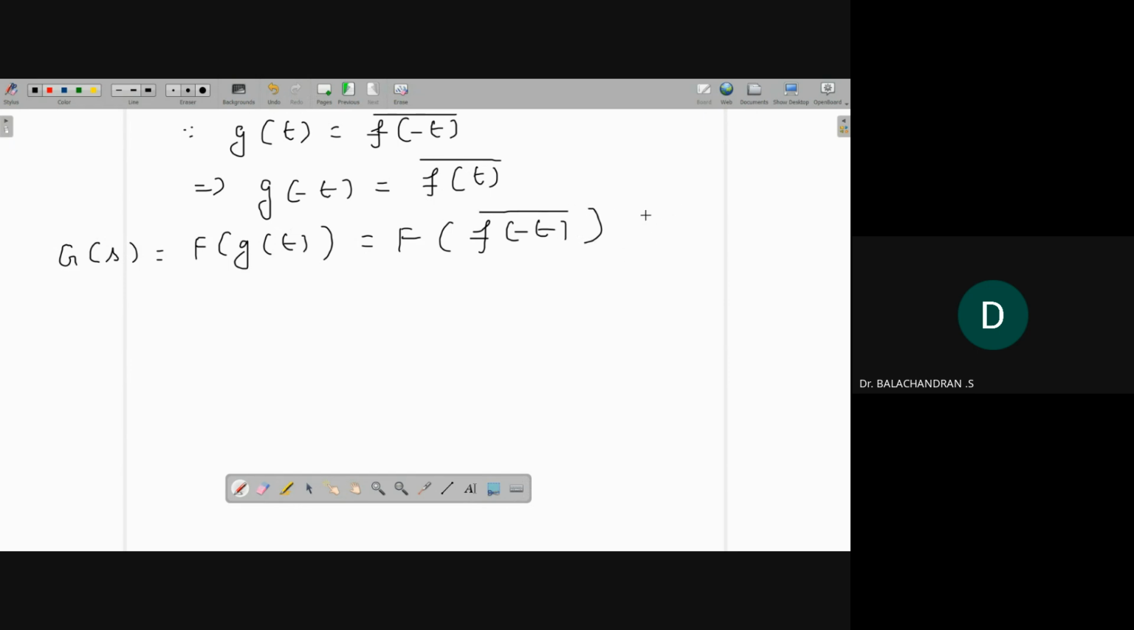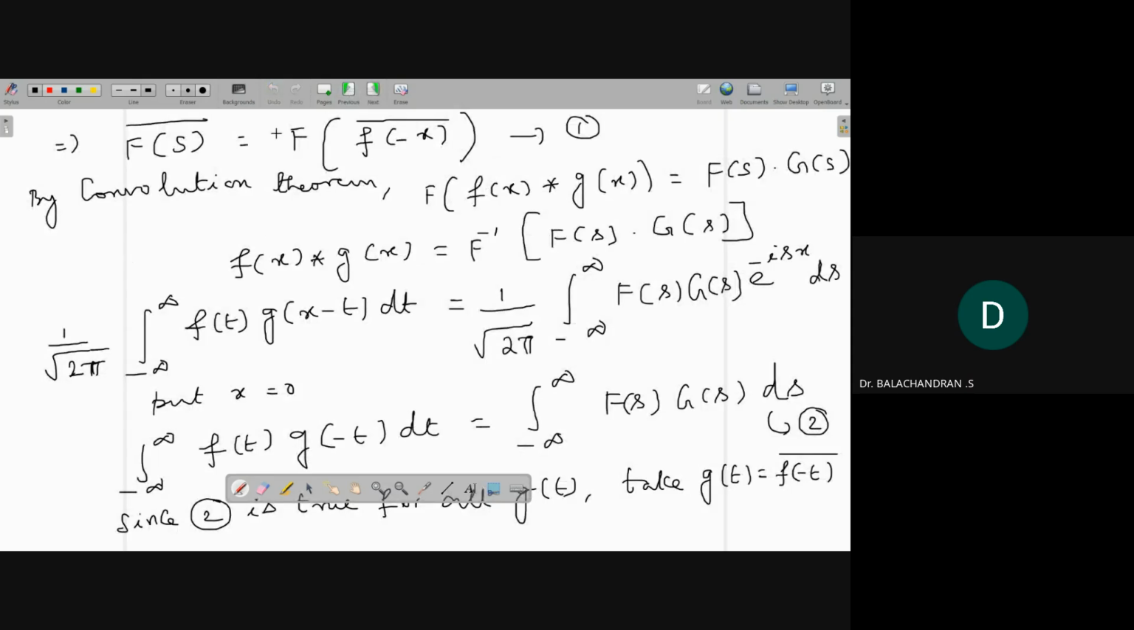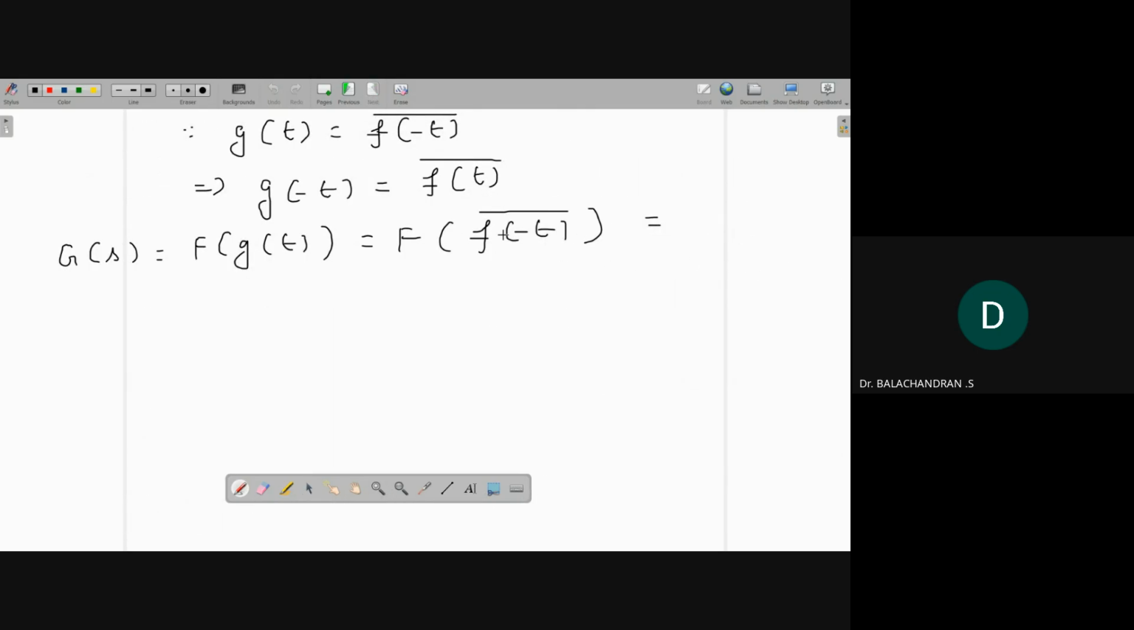Now this is equal to, by equation 1. What is equation 1? The Fourier transform of f of minus x whole bar is f of s whole bar. So using this, instead of x here you have t. So this is nothing but f of s whole bar by equation 1. Now I proved g of s is equal to f of s whole bar.